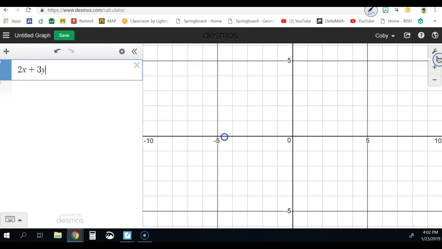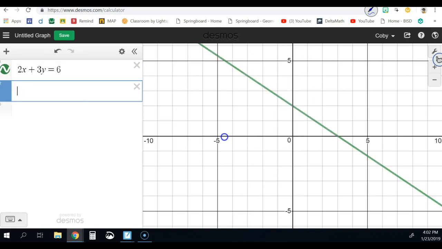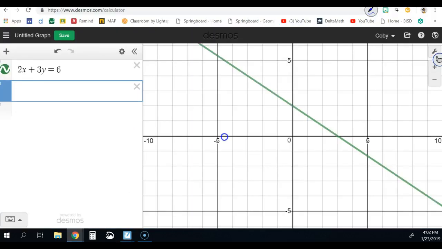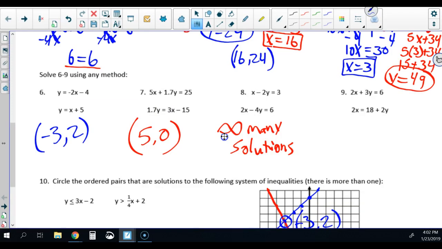2x plus 3y equals 6. 2x equals 18 plus 2y. 2x equals 18 plus 2, whoa, not y, 2y. So I see they intersect. Oh, that's ugly. 6.6 comma negative 2.4. Remember, this is your value of x, and that's your value of y.